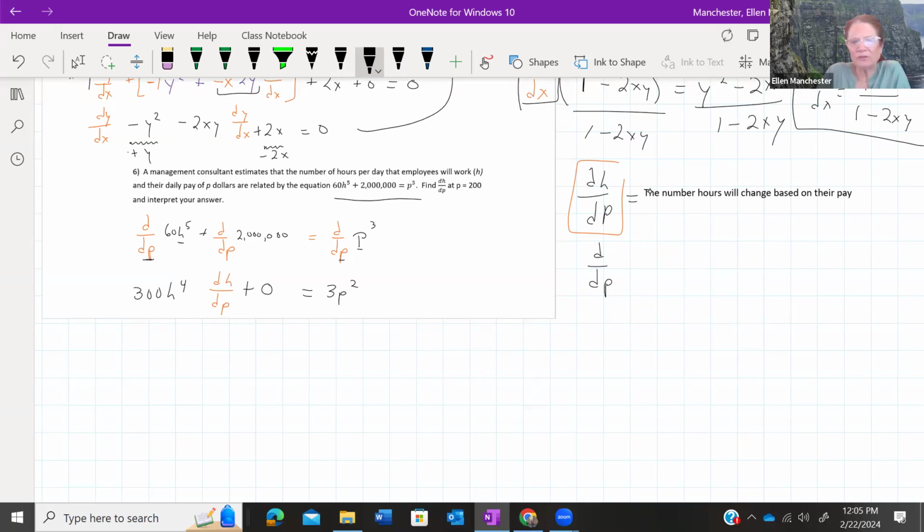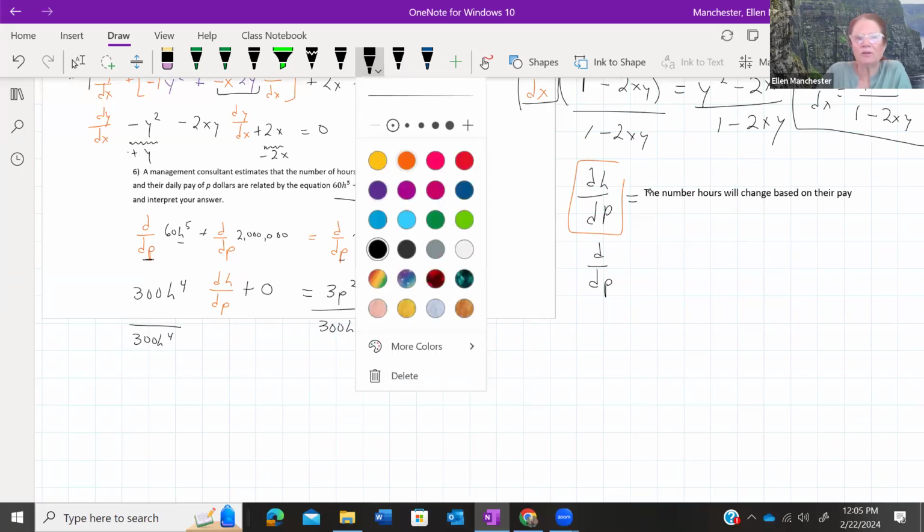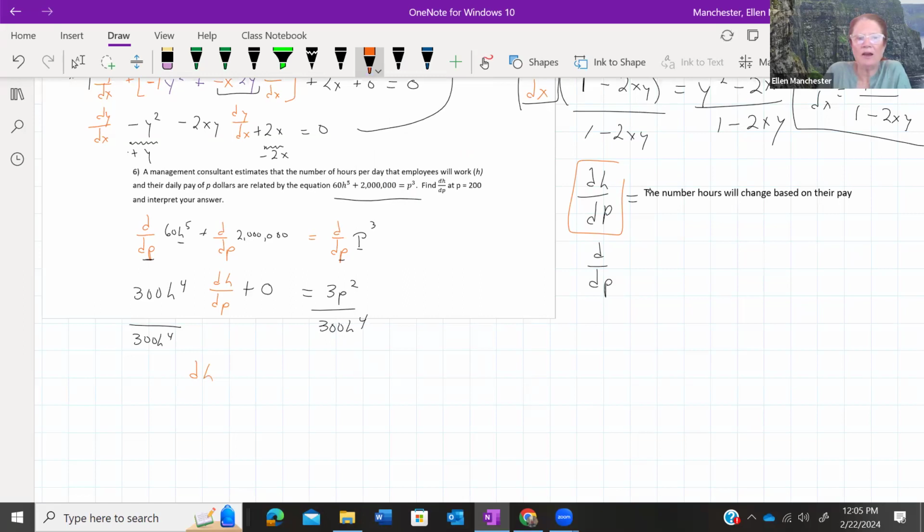Okay, now I can isolate my dH/dP by dividing both sides by 300h to the 4th. So my derivative, how my hours are changing based on pay, is 3P squared over 300h to the 4th. And I can reduce this to P squared over 100h to the 4th, right? The 3 goes into itself once and 3 goes into 300 100 times.